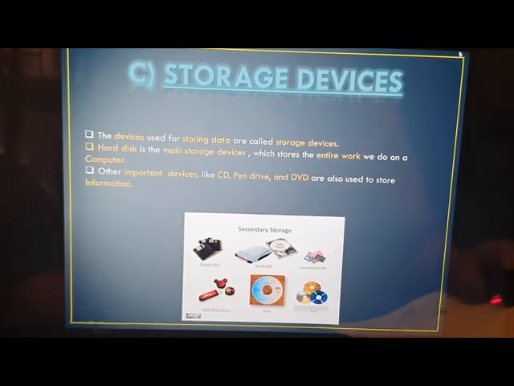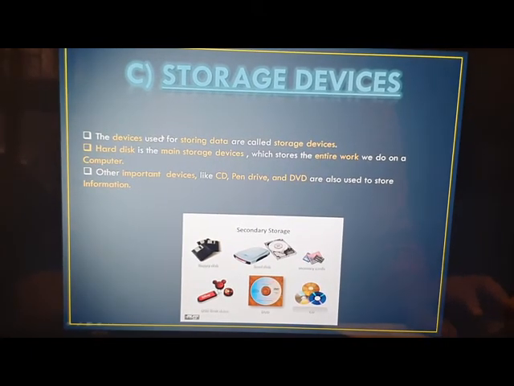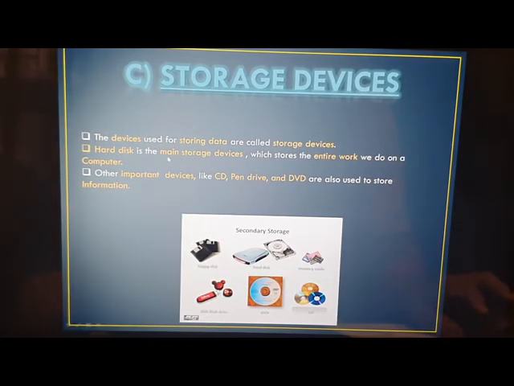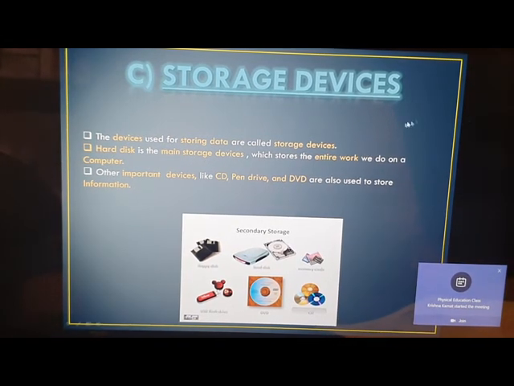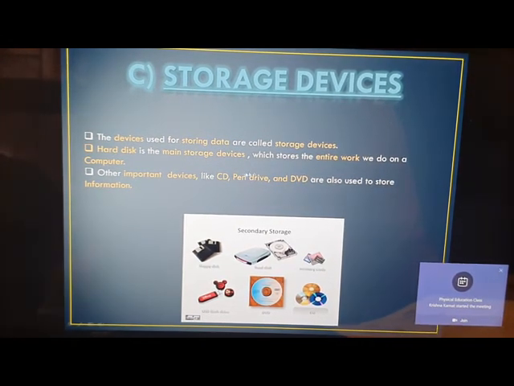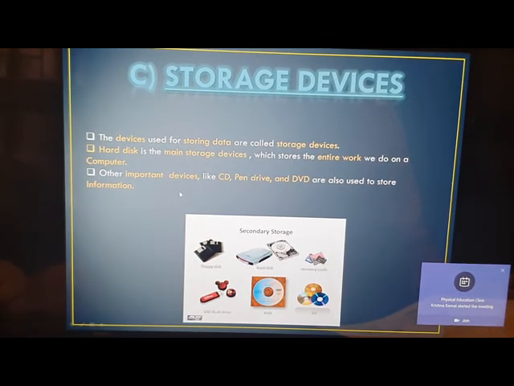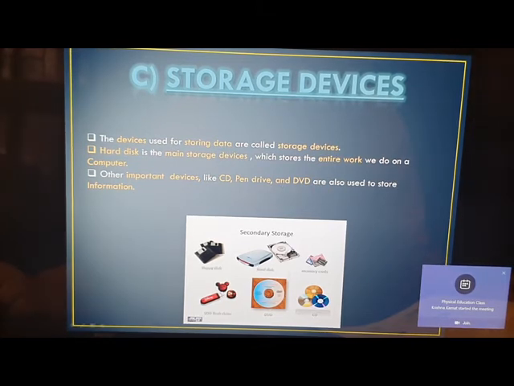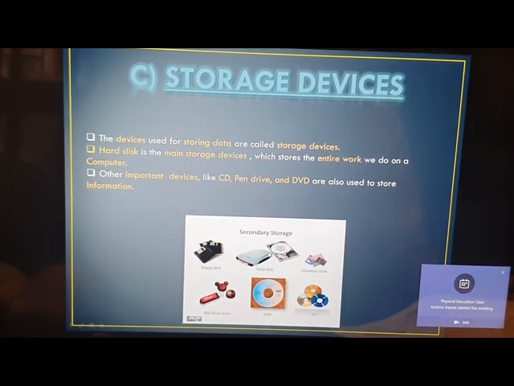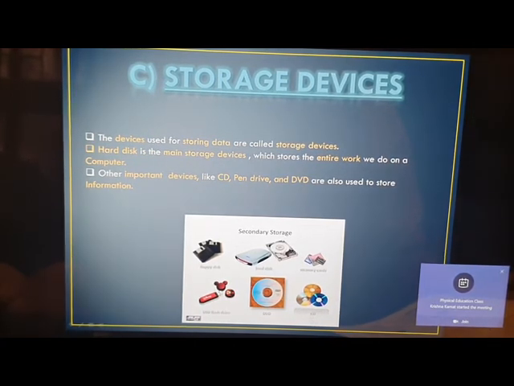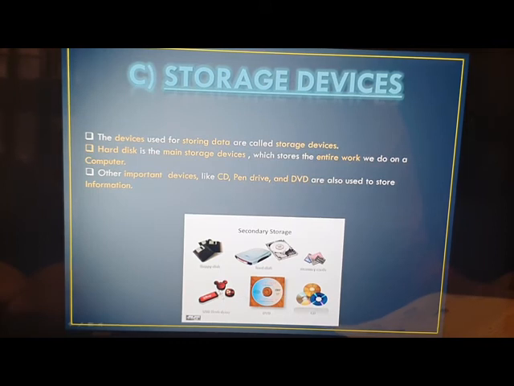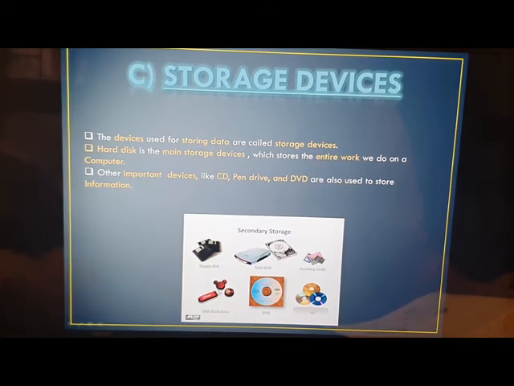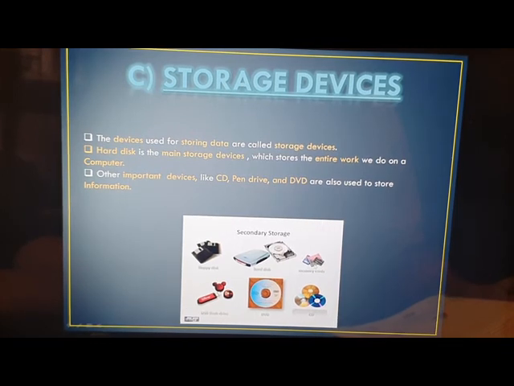Now we can read the slide. The devices used for storing data are called storage devices. Hard disk is the main storage device which stores the entire work we do on the computer. Other important devices are CD, pen drive and DVD to store information. We can see in the picture there are many types of storage devices we are using currently. Okay, these are the CDs, DVD, pen drive, floppy disk, hard disk, and these are the memory cards we are using.